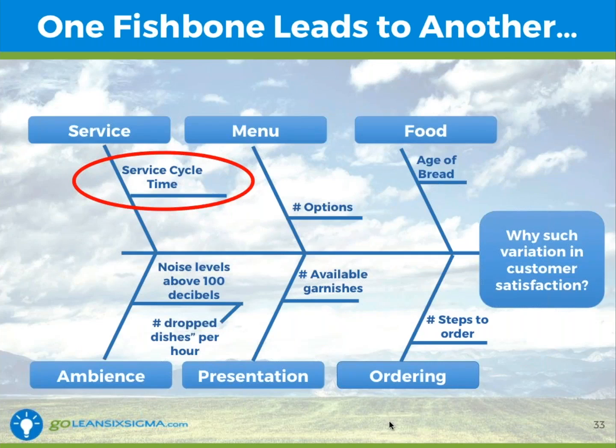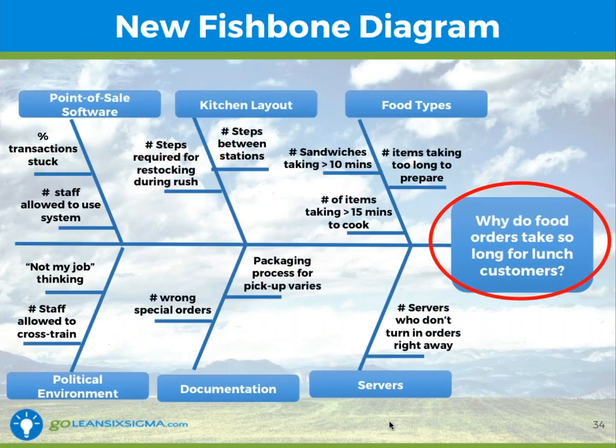So this is the one we started with. The issue was customer satisfaction, the variation in customer satisfaction, and one of the biggest X's, the critical X that came out of this was service cycle time. Well, that deserves its own effort. So let's move to a whole new fishbone with the issue in the front now turning into why do food orders take so long at lunch?